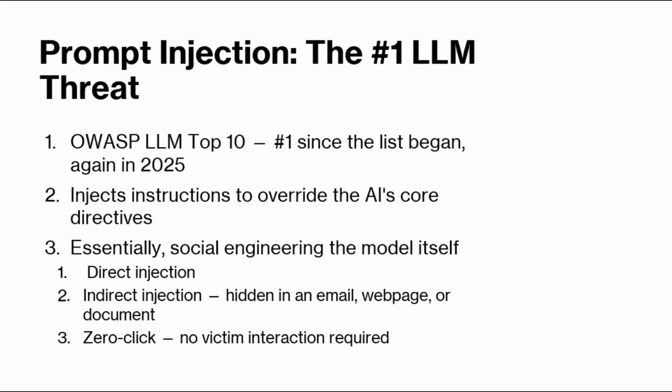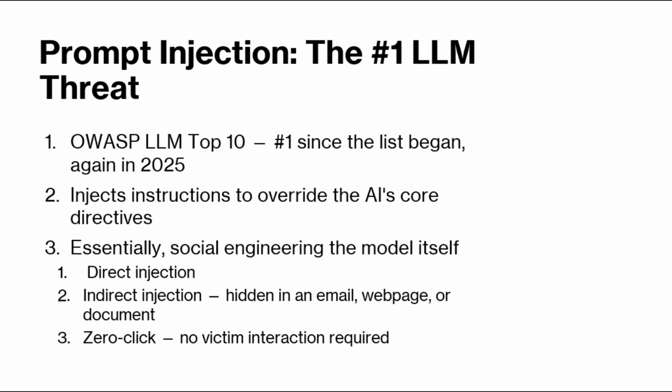The primary attack vector unique to generative AI and large language models is something OWASP has ranked the #1 vulnerability in this space since the LLM Top 10 was first published, and it held the top spot again in the 2025 edition. The attack works by injecting instructions designed to override the AI's core directives and get it to execute unintended actions, essentially social engineering the model itself.